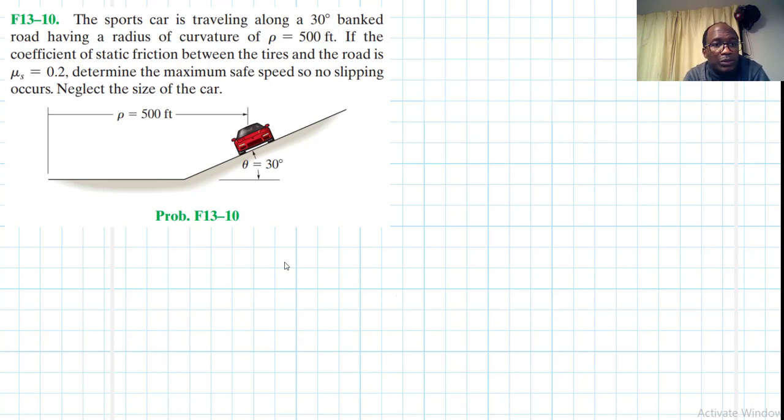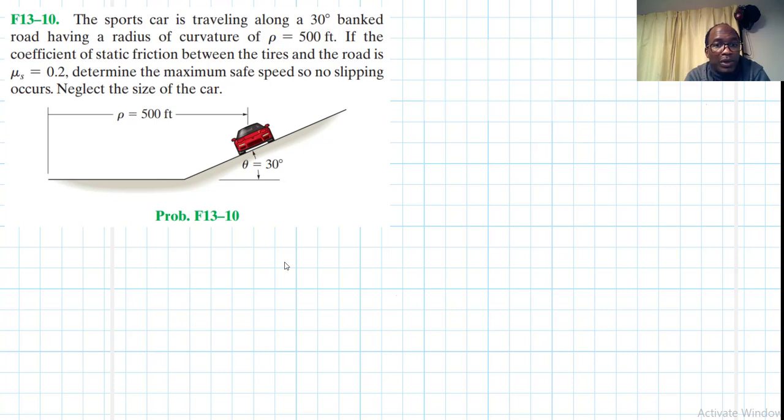The problem reads: the sports car is traveling along a 30 degrees banked road having a radius of curvature of rho equal to 500 feet. If the coefficient of static friction between tires and the road is mu s equal to 0.2, determine the maximum safe speed so that no slipping occurs. Neglect the size of the car.